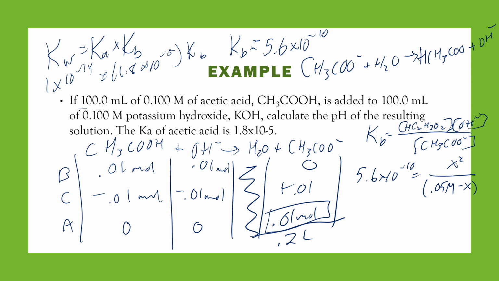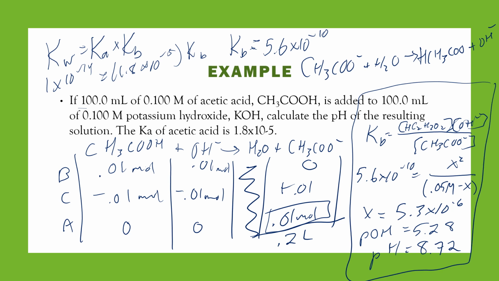Now I can go ahead and solve for x, which is 5.3 times 10 to the negative 6. When you take the negative log of that, you get the pOH is 5.28. Subtract from 14, you get the pH. If you're confused about this part, please go back to section 8.3 and watch that video again.